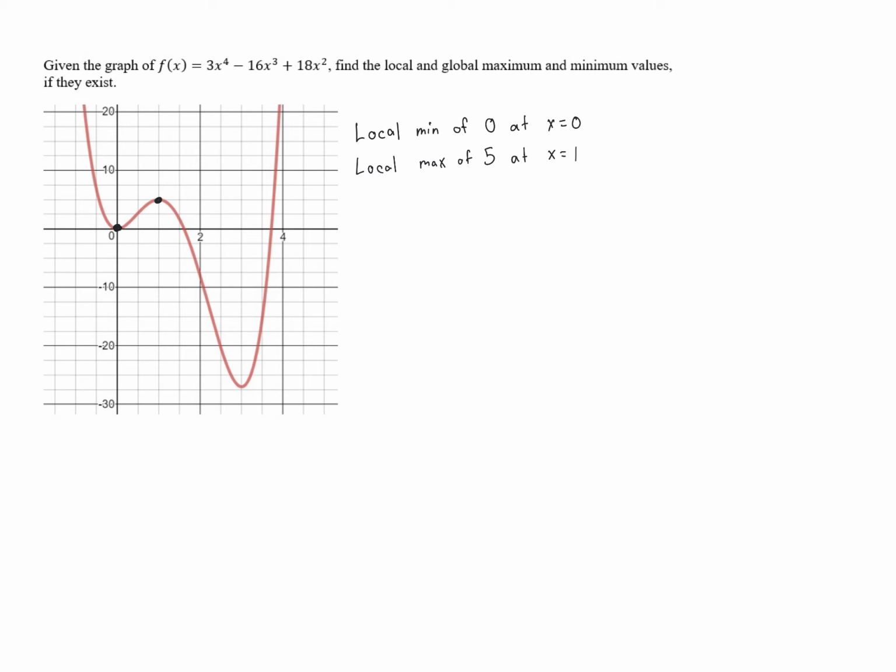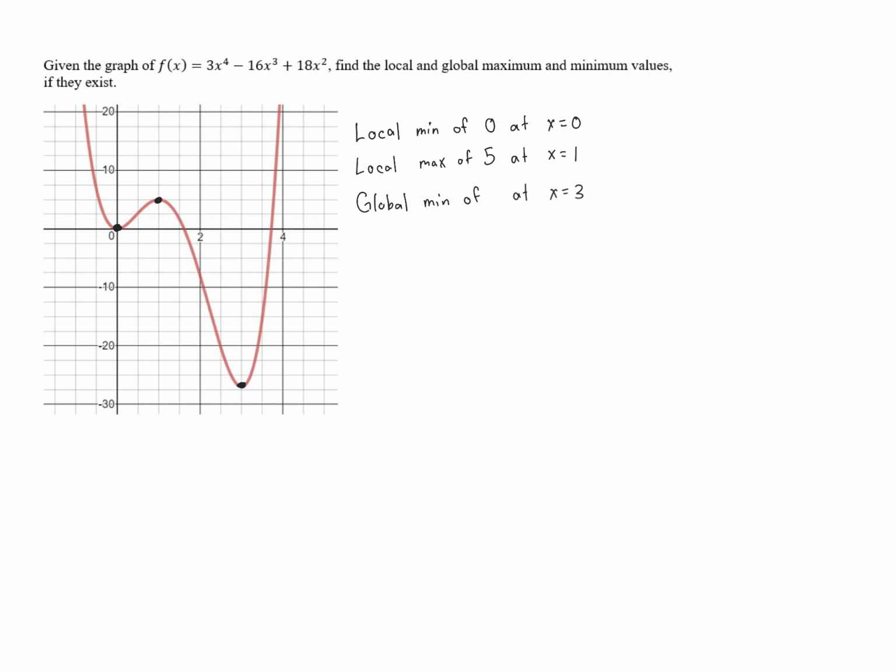Now, we've got another minimum value down here, and it looks like that is a global minimum value because the function does not get any lower than that. So we have a global or absolute minimum of, and I can't actually tell what that value is, so I'm going to leave that blank for a moment. Where does it occur? It occurs here, halfway between 2 and 4, so that is at x equals 3. And it's not clear from the graph what that value is.